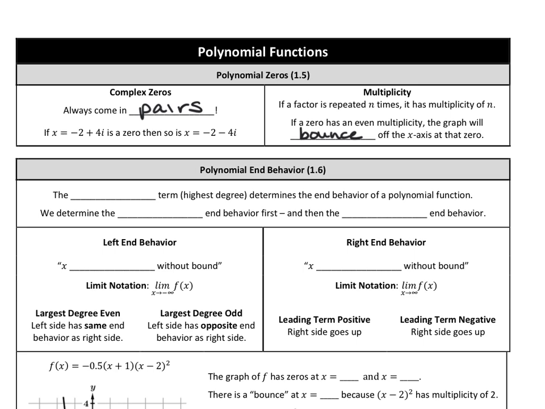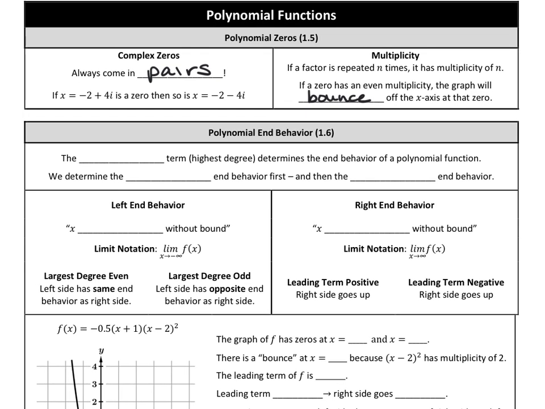Again, we reviewed end behavior in our warm-up, but we'll write down some actual information about it. The leading term, which is the highest degree, determines the end behavior of a polynomial function. It is the strongest or overpowering degreed value in that polynomial. We determine the right side end behavior first. The right side's the easy part. It follows from the leading coefficient. Then you determine the left side end behavior.